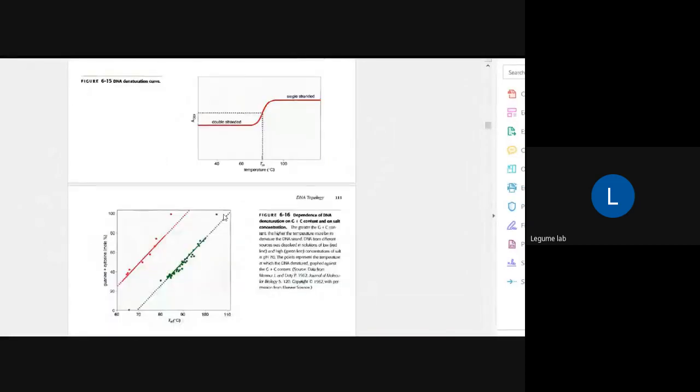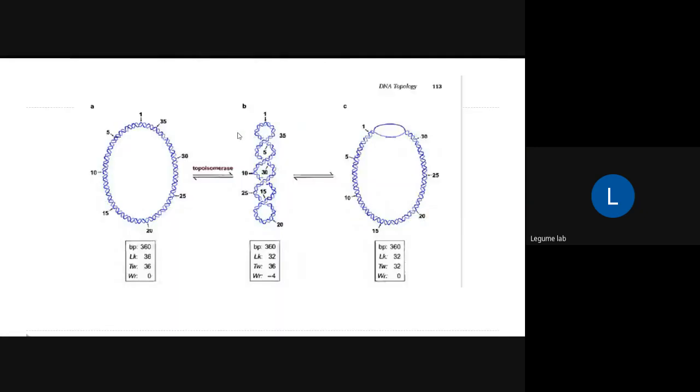And I request you to read these two pages again, because most of the time there will be questions based on these images. And there are coiling and supercoiling and the direction of its removal. So all these things, topoisomerase action, you should remember.